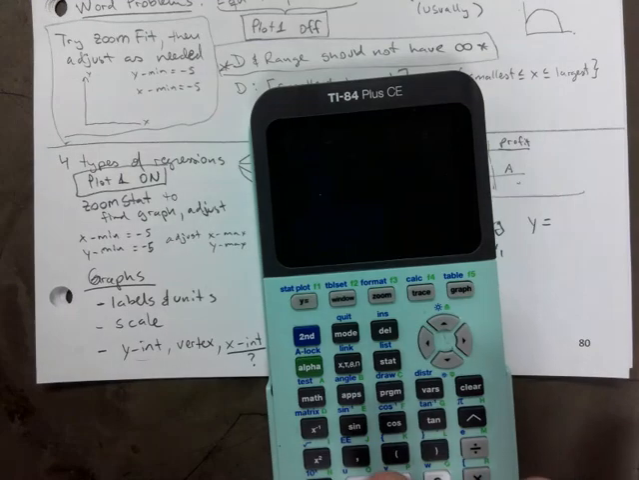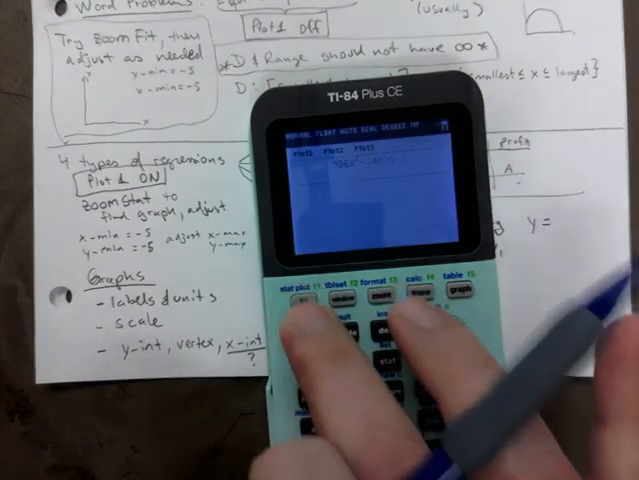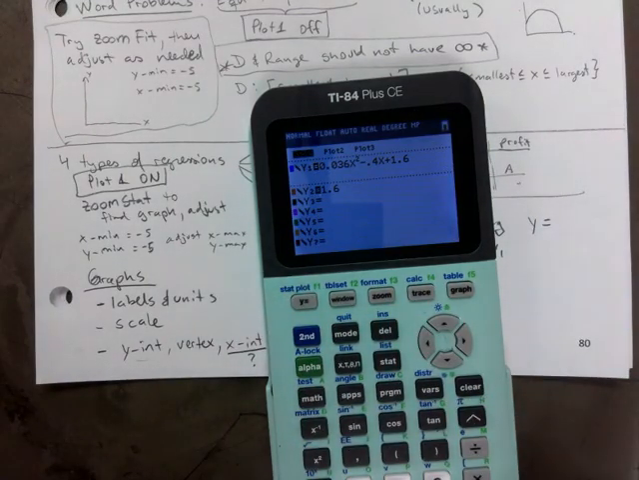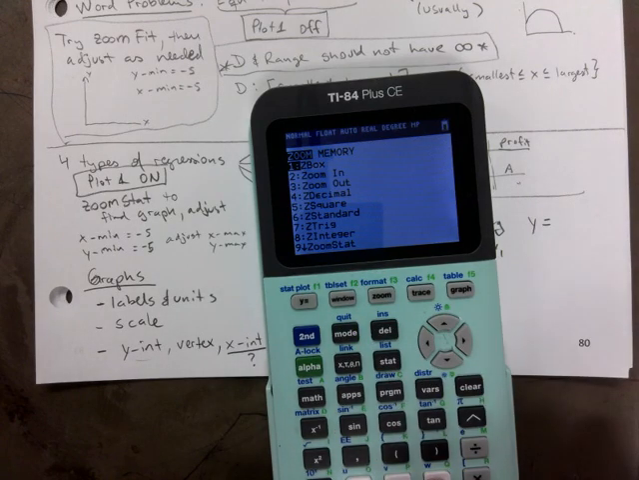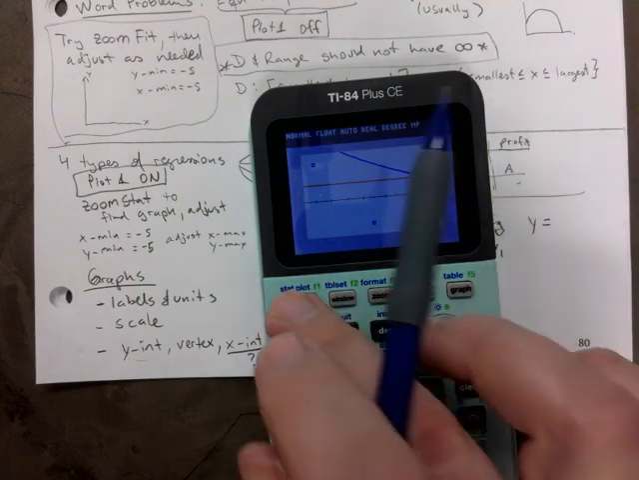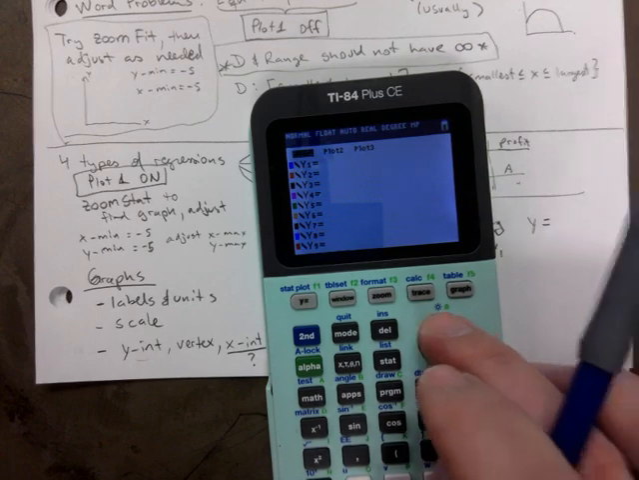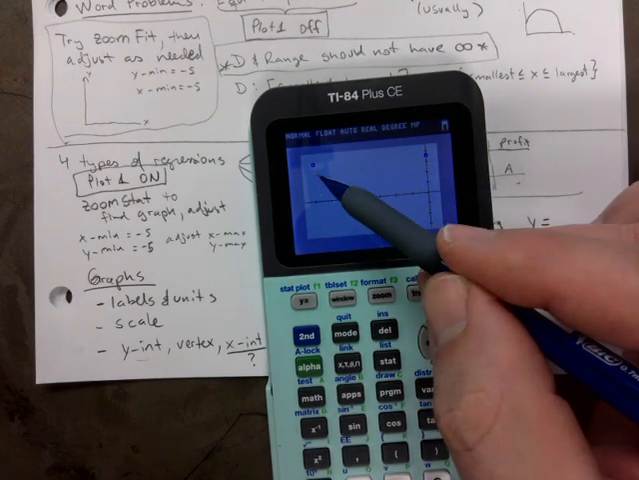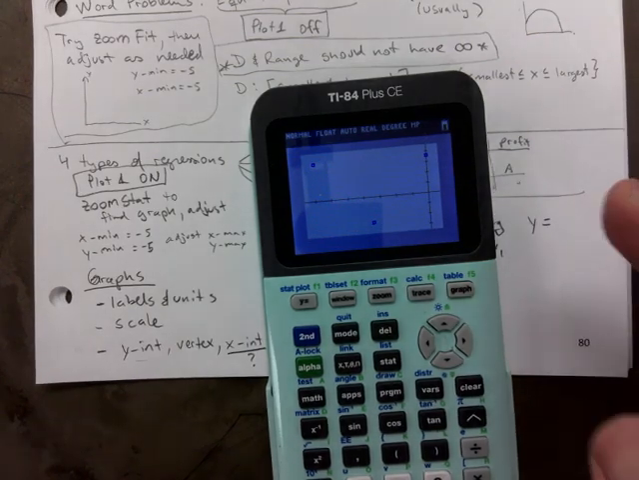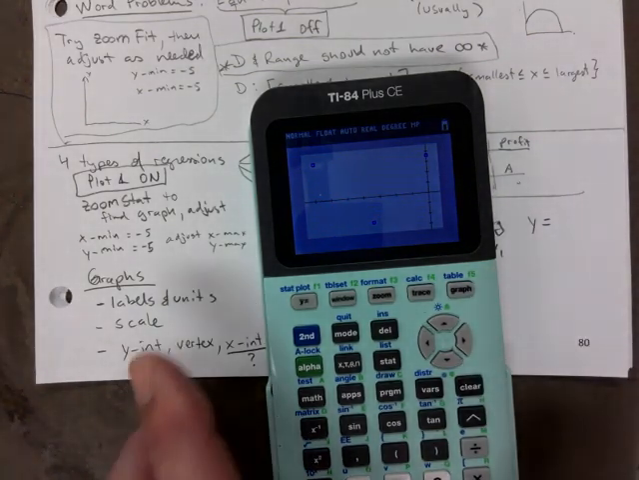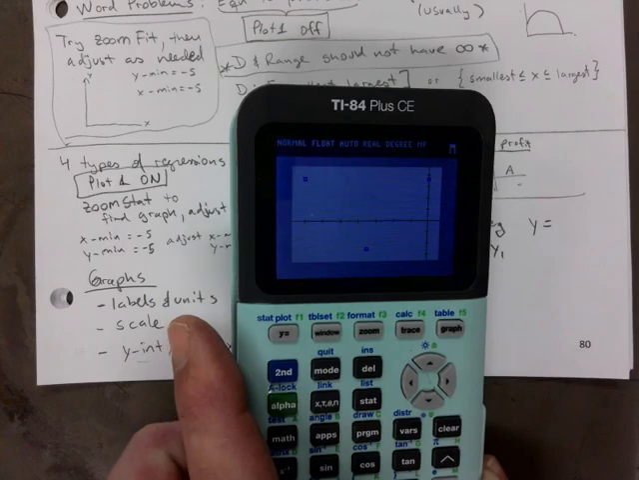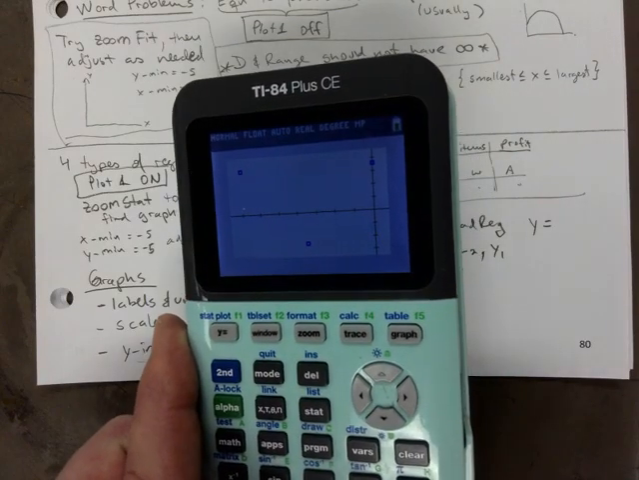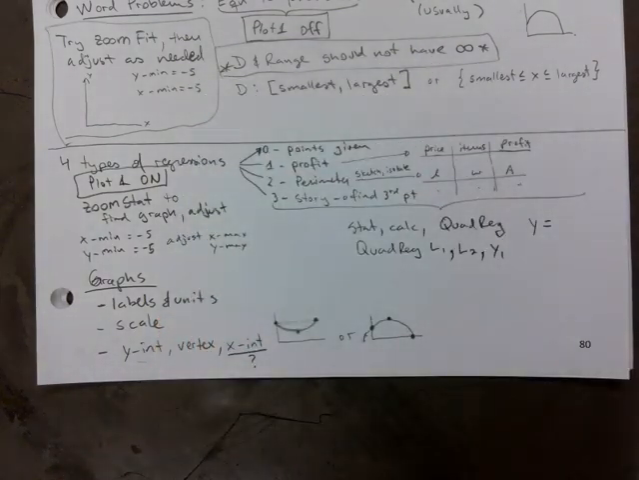Let me see if I have something ready to go here. No, let's turn plot 1 on, zoom stat. So in this case, we don't want that equation because it has nothing to do with my graph. But if you have these points and one of those points isn't on here or is way off, you should check, something is wrong with your points. Okay, so keep that in mind.